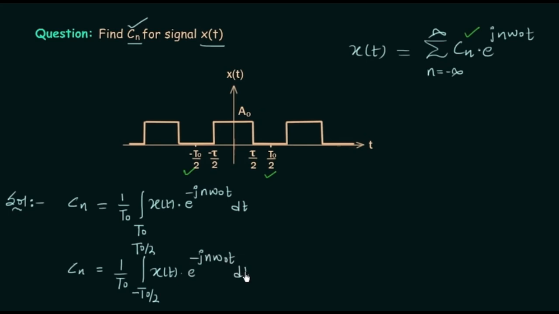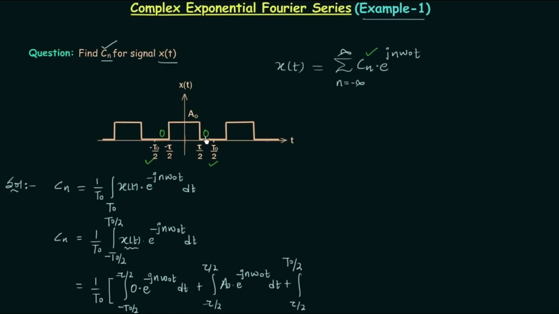signal x(t) multiplied by e raised to power minus jn omega naught t dt. Now if you see the waveform, you will find the value of signal x(t) is equal to 0 from minus T0 by 2 to minus tau by 2, and the value of signal x(t) is equal to A naught from minus tau by 2 to tau by 2, and again it is equal to 0 from tau by 2 to T naught by 2. So x(t) is having three different values from minus T naught by 2 to T naught by 2.